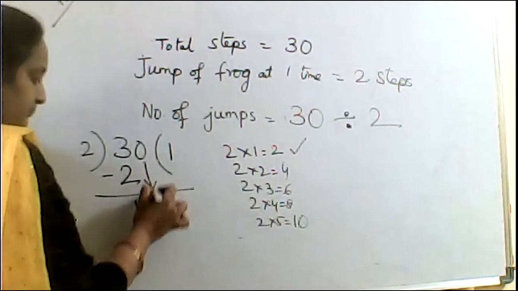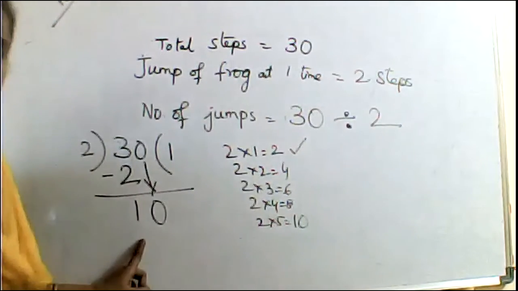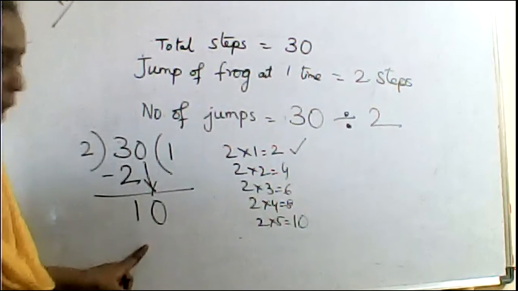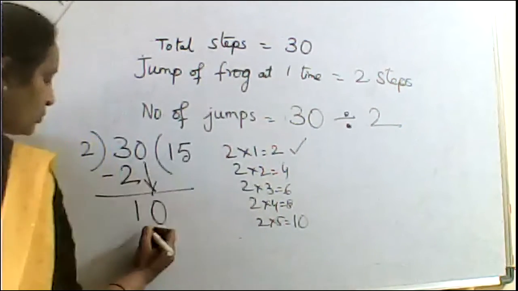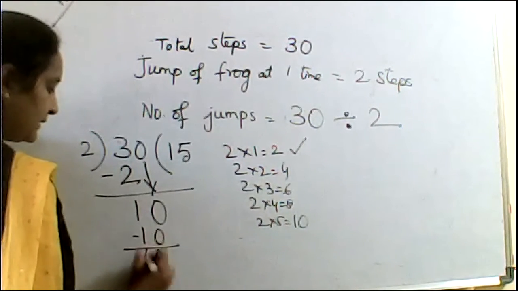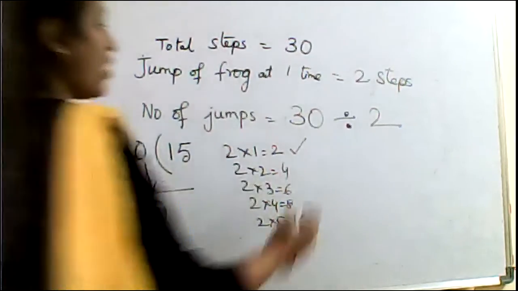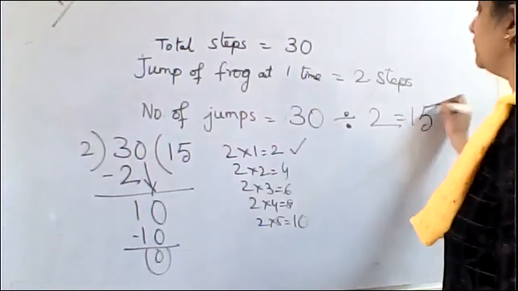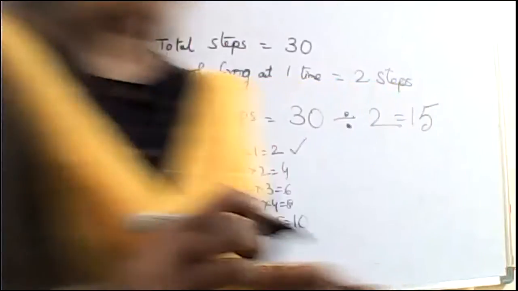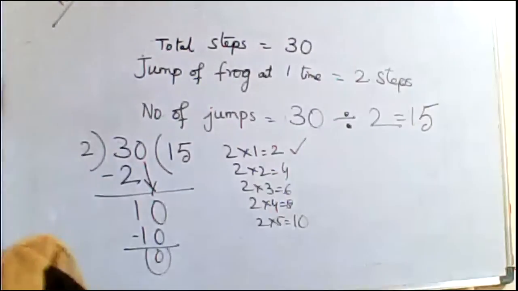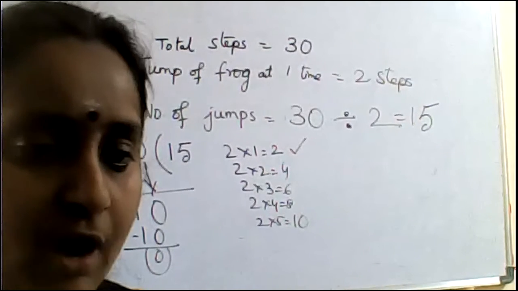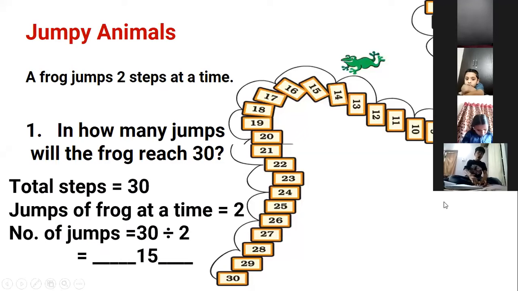Now get down 0. What number do you have here? 10. How many times 10? 2 5s are 10. So 5 times. Answer is 15. How many jumps? The number of jumps is 15. In 15 jumps, a frog can reach 30, ma'am. Okay? A horse can jump 1 step into the 30.